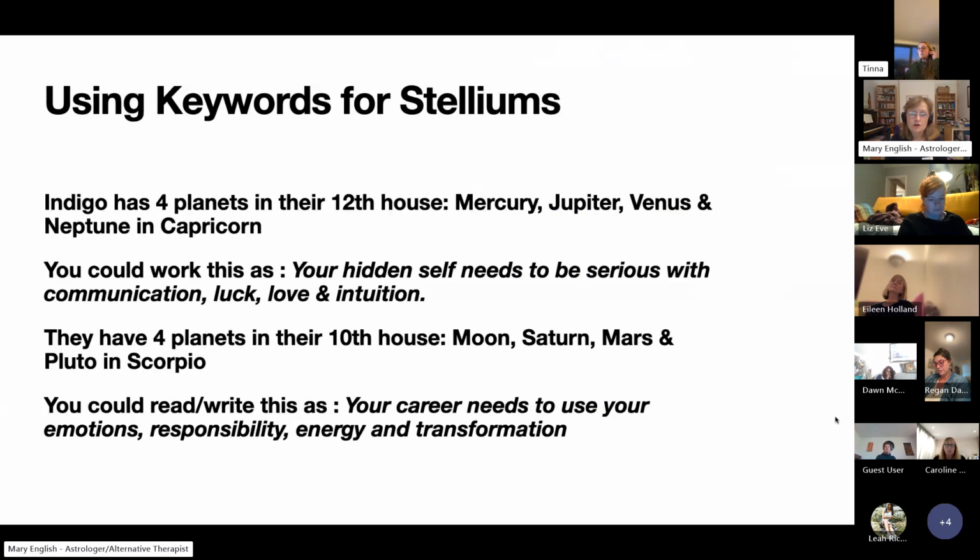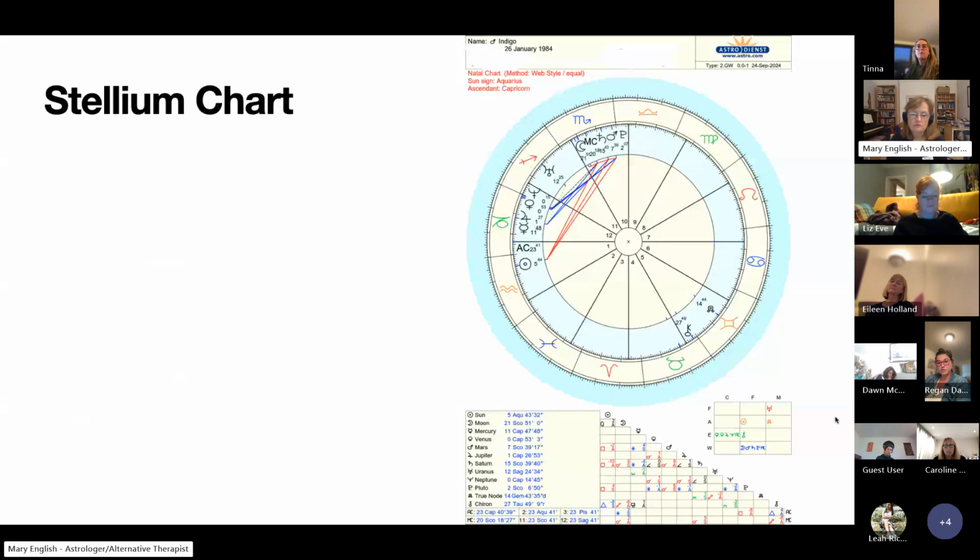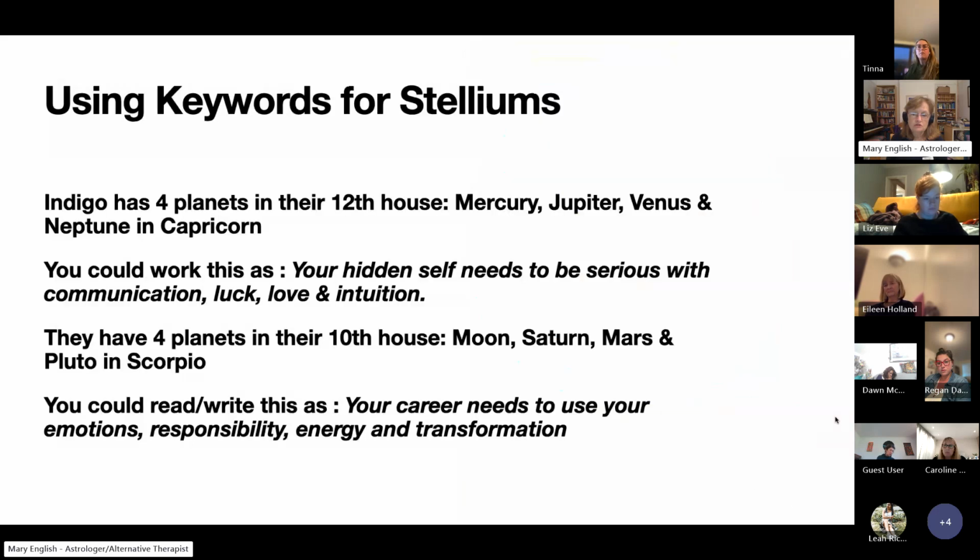Now you can use keywords for stelliums. So Indigo has 4 planets in the 12th house: Mercury, Jupiter, Venus, and Neptune in Capricorn. If you look back, you've got Mercury, Jupiter, Venus, and Neptune in the 12th. So you could work that as your hidden self, that's 12th house, needs to be serious with communication, luck, love, and intuition. Because your computer programs won't give you analysis of your stellium, just lob those keywords in there.